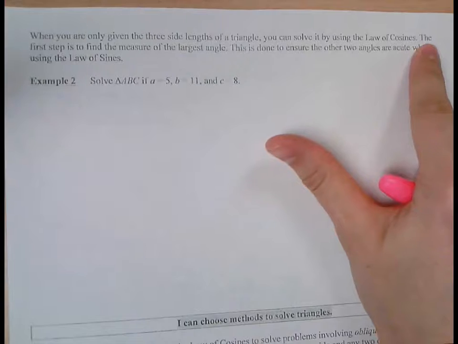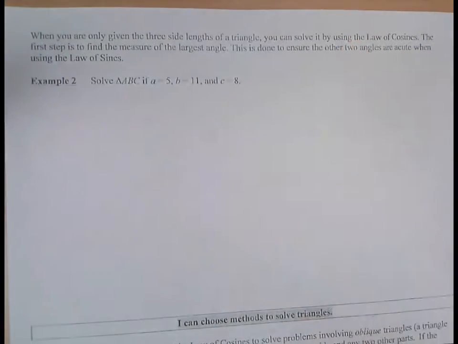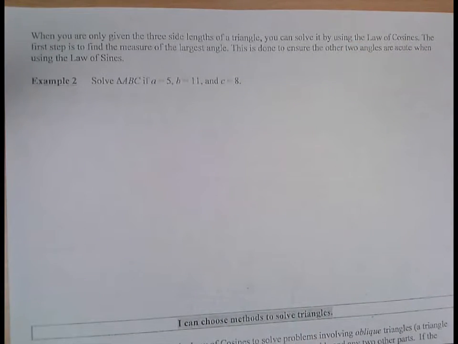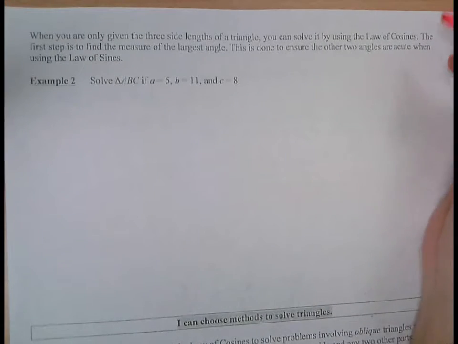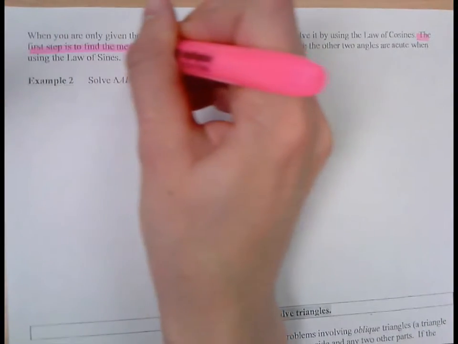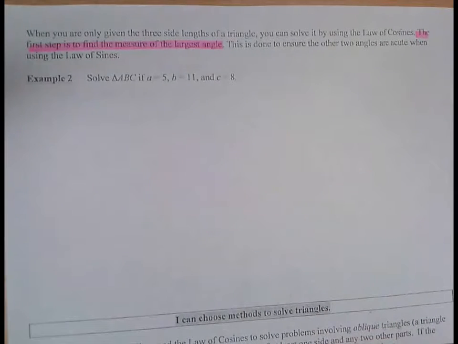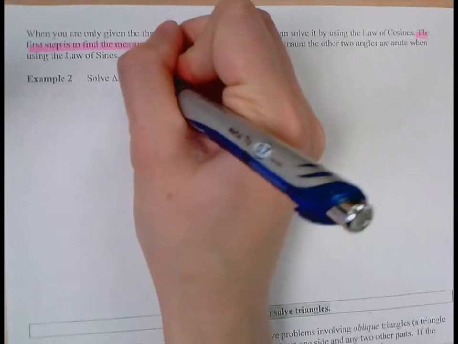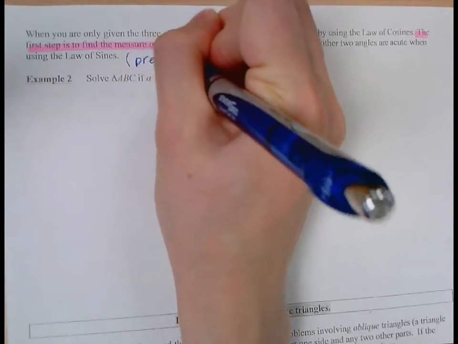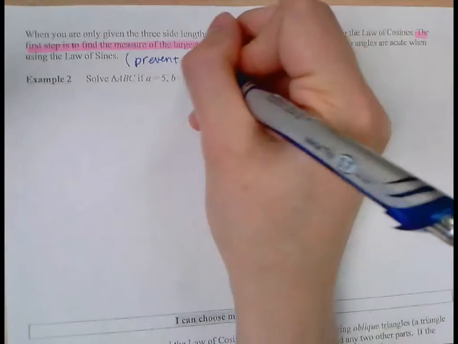So let's see here, the second sentence, so all 3 sides we have to use law of cosines because again we're not going to have a full ratio for law of sines. But the first step is to find the measure of the largest angle. So you have to identify which of your 3 angles would be the largest and then find that one first. And this is done to ensure that the other 2 angles are acute when you use the law of sines. Another way to think of this is you're preventing what we did yesterday. You're preventing the ambiguous case.